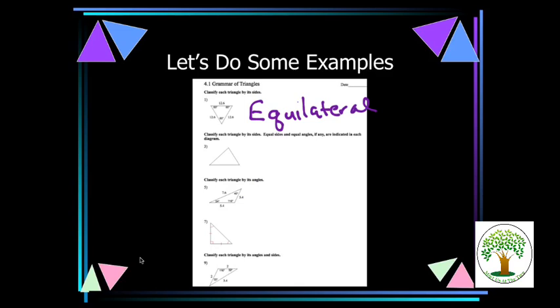So I'm only doing the odds down the side. I took out the rest of the numbers for this demonstration. You have numbers 2, 4, 6, 8, and 10 on yours. Number 3, we're going to go down. Classify each triangle by its side. Equal sides or equal angles, if any, are indicated in the diagram. So does this have any equal sides or equal angles? No. So it's scalene. Very good.